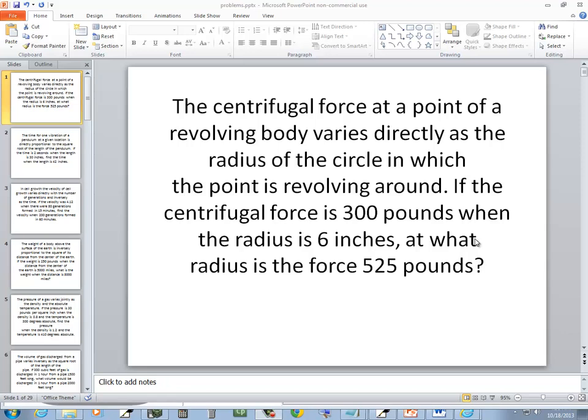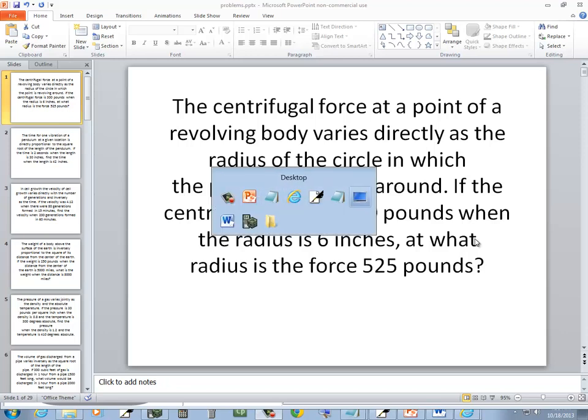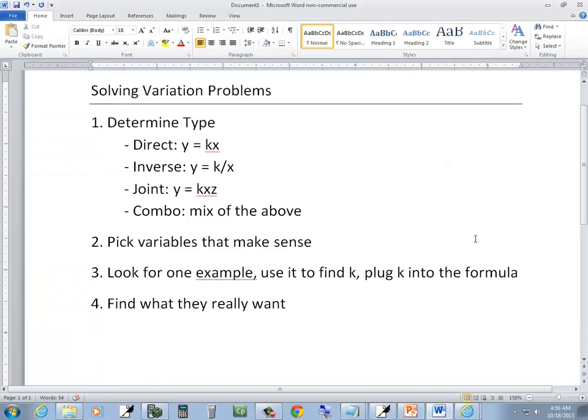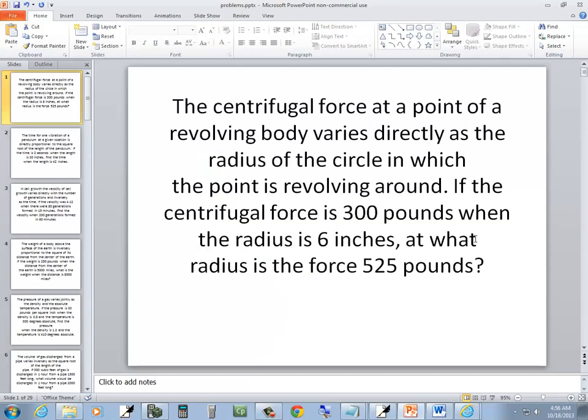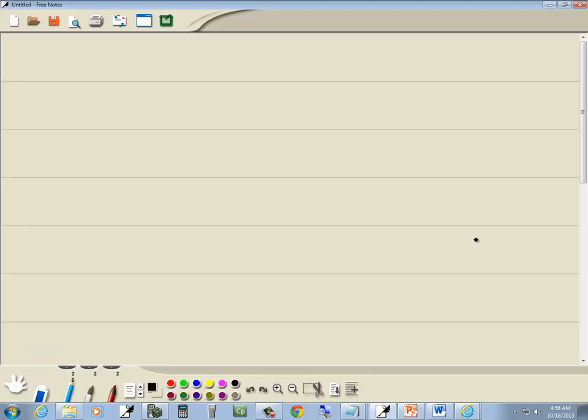In this problem, assuming I can pronounce this correctly, the centrifugal force at a point of a revolving body varies directly as the radius of the circle in which the point is revolving around. Now our steps: first, determine the type, whether it's direct, inverse, joint, or a combo mix of the above. Let's read that again. Centrifugal force at a point of a revolving body varies directly, has the word direct in it, so it's a direct variation. You pretty well find one of the key words to help you figure out which variation it is. Typically, direct is of this form: y is equal to kx.